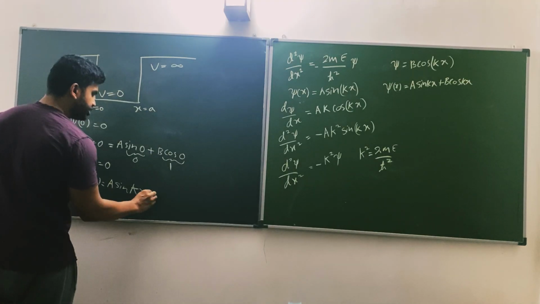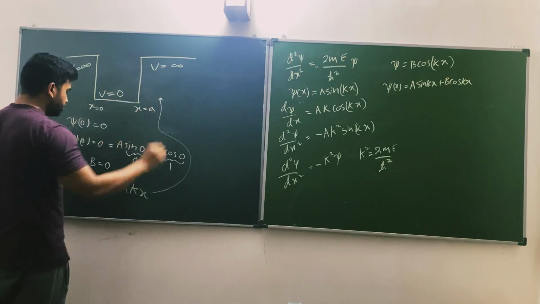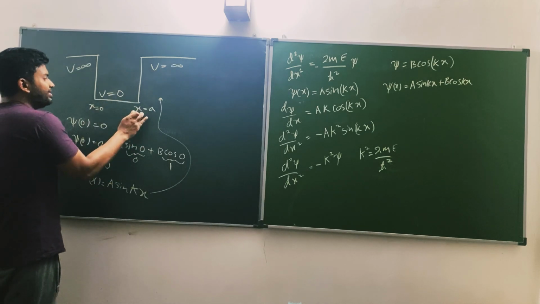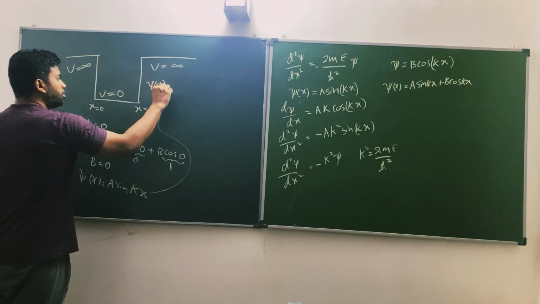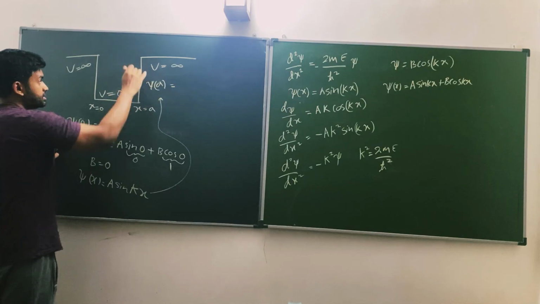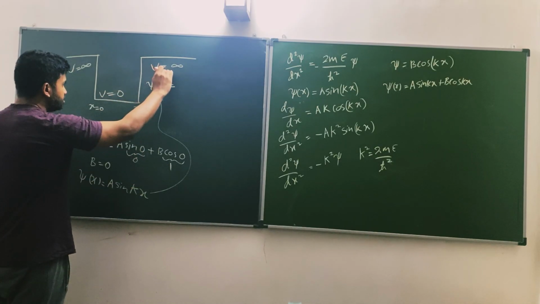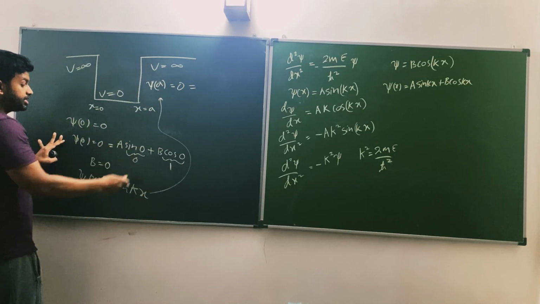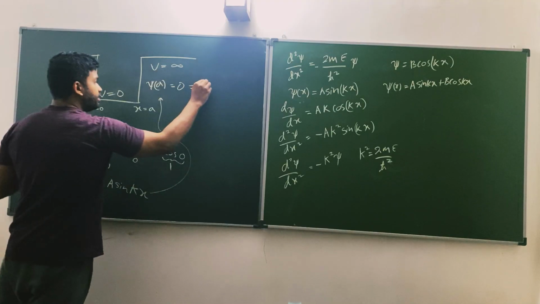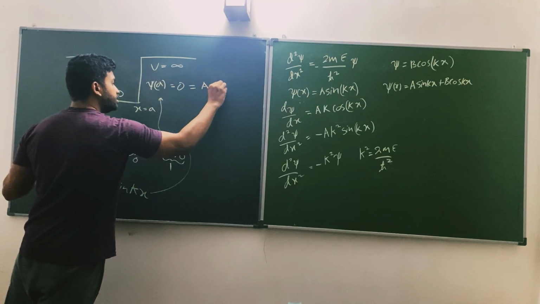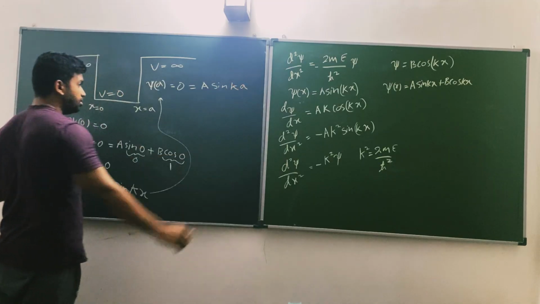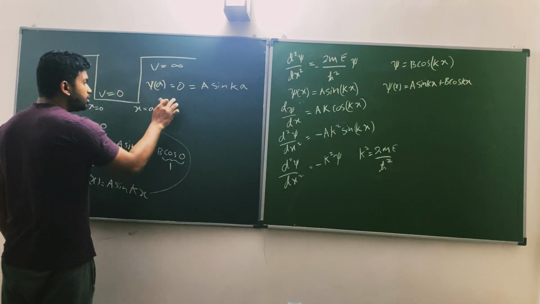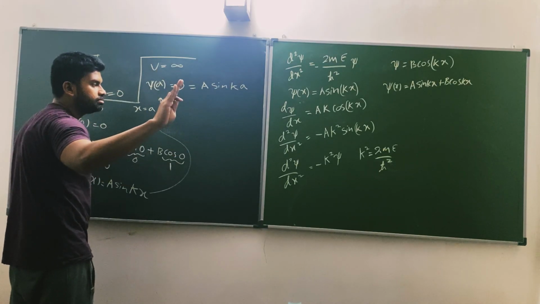Furthermore, I have to use this space, so let me continue over here. Apart from that, we already know that phi a must also be 0, because the particle can't ever reach this end, because of the infinitely large potential in this section. So that's also 0, and if I substitute that value, which is a, I will end up with A sine ka. Awesome.